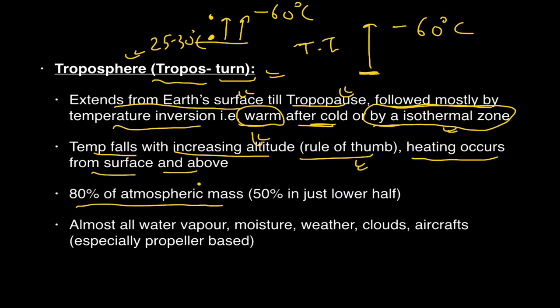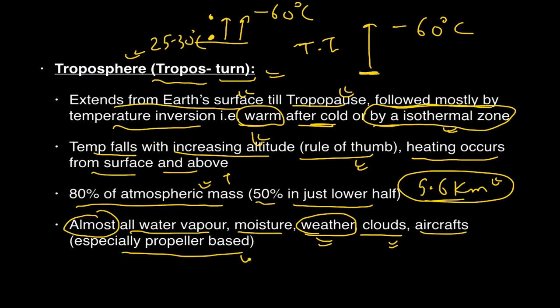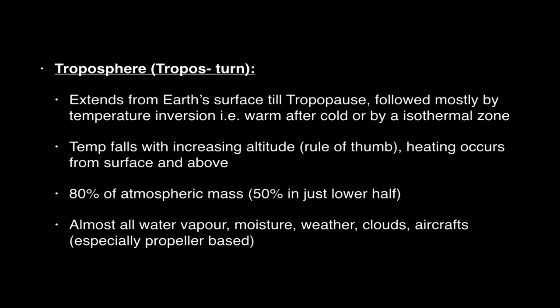80% of atmospheric mass is in the troposphere, while 50% of atmospheric mass is just up to 5.6 kilometers, that is exactly half of the troposphere. So the troposphere is the most dense layer obviously. Almost all the water vapor, moisture, and any weather phenomena, cyclone, clouds, thunderstorm, rainstorm, hailstorm, any storm, always happen in the troposphere. Most of the clouds, and all the aircraft, aviation, everything happens here. Especially propeller-based aircraft cannot go above the troposphere.